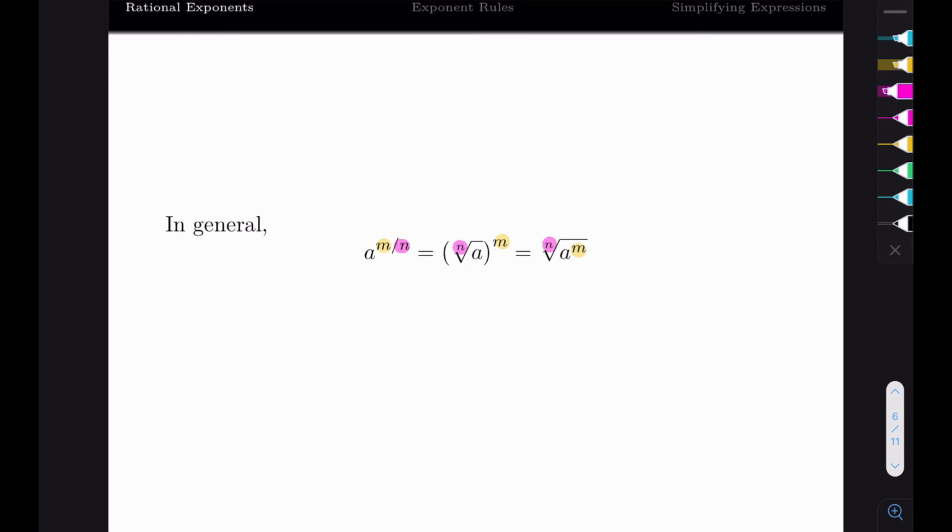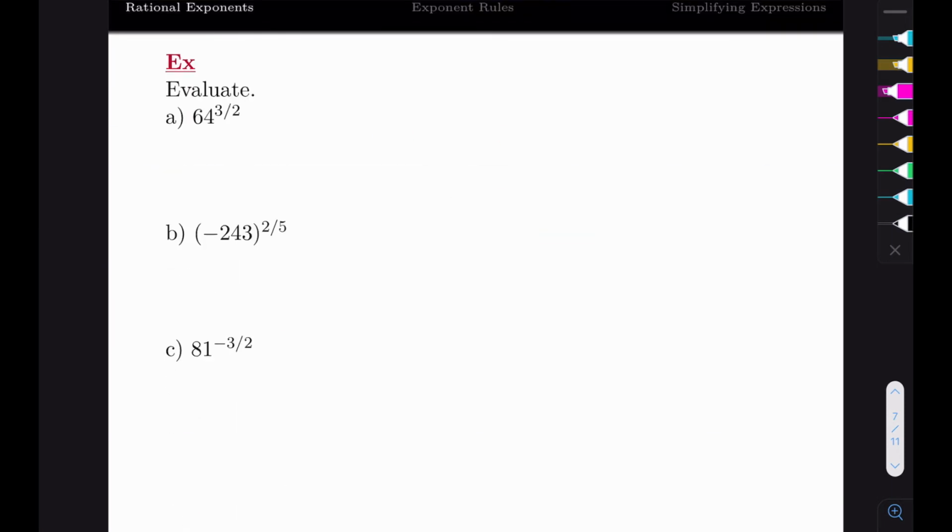All right. So let's try quite a few examples, more practice with this. We'll start with 64 to the 3/2, so slightly different than what we had before.